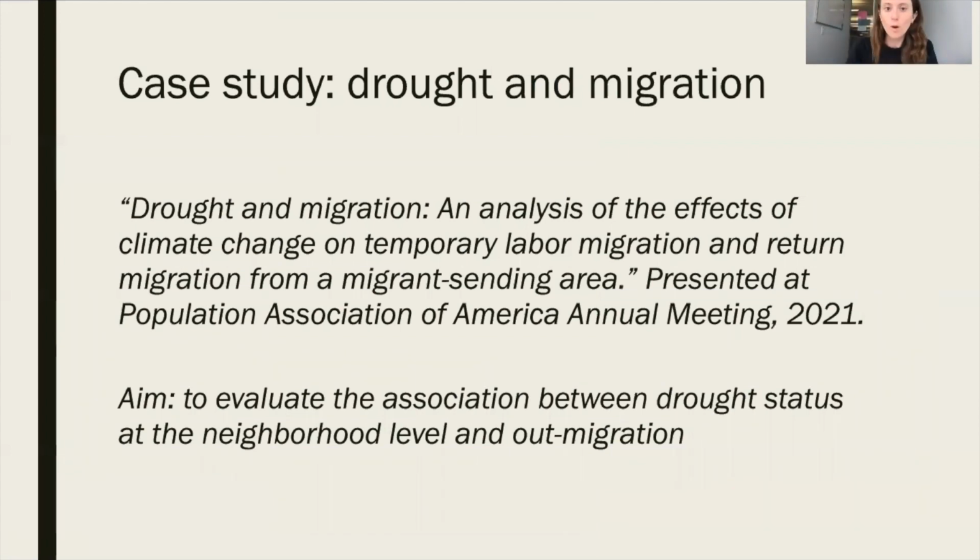So I'm just going to walk you through one more example of how we used spatial data in CVFS. This is work I've done over the past few years with Emily, who is giving this presentation, and our collaborator, Nadia Diamond-Smith at UCSF. And we wanted to look at drought and migration in Chitwan. We've provided here the title of the presentation we gave at PAA this past year, if you want to look up the abstract. But the aim of this little bit that I'm going to describe was to evaluate the association between drought at the neighborhood level and outmigration.